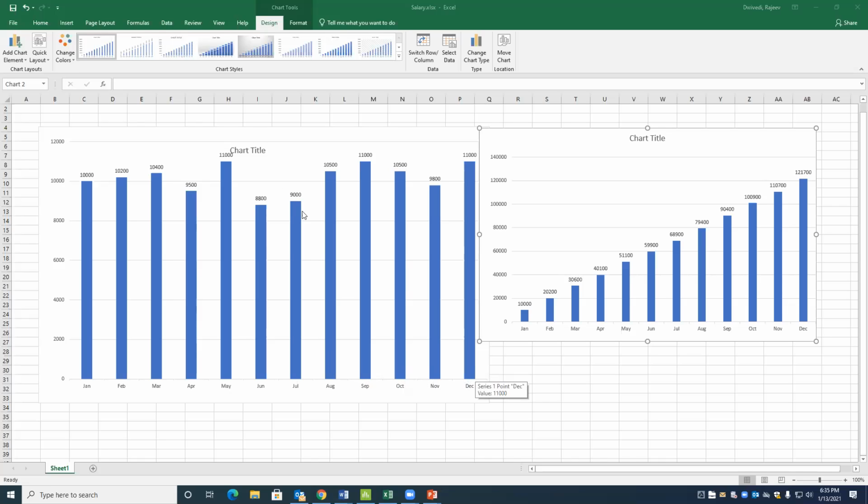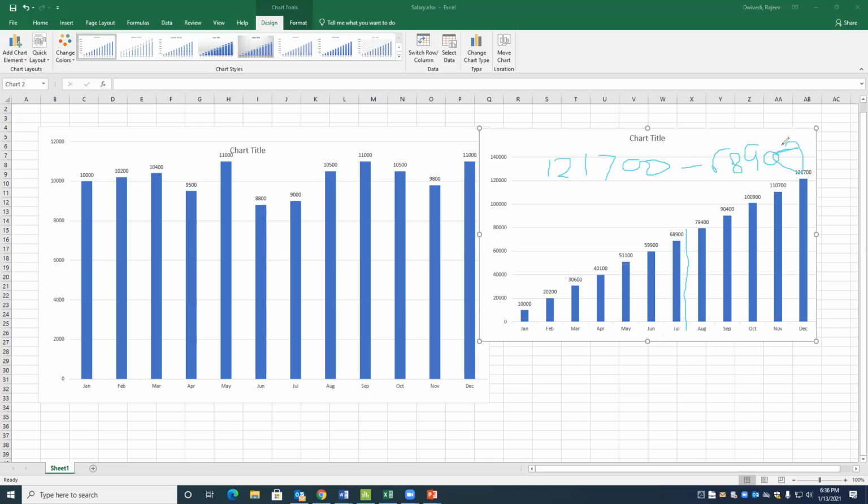Otherwise, in CDF form, your annual salary is 121,700. So I can get the salary up to July, which is 68,900, and I can subtract it from 121,700 and get the answer. So my total, which is 1, I can go up to July and get this 68,900 and I can get the answer.